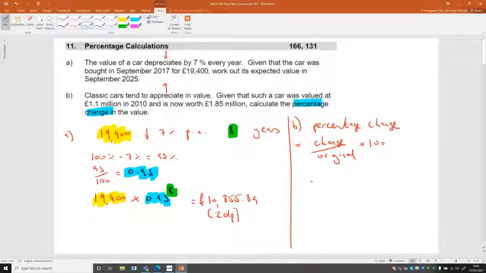Okay, so to work out the change, first of all, the change in value, remember, okay, it was worth 1.1 million, now it's worth 1.85 million. So I'll just subtract those two. Remember, 1.85 million looks like this, and 1.1 million looks like this, all right? And if you subtract those two, then you get the change is actually 750,000. So that's the change. And the original value obviously is the starting value, which is 1.1 million.